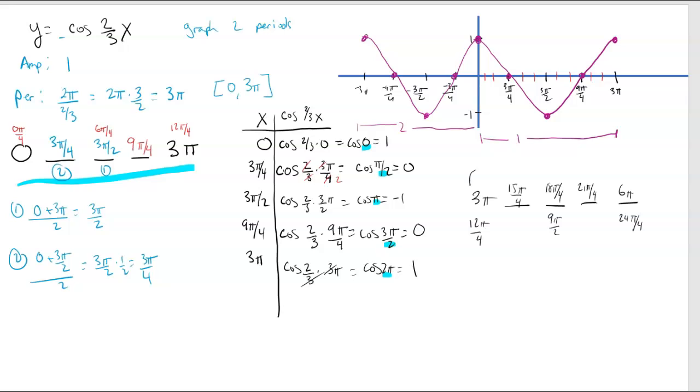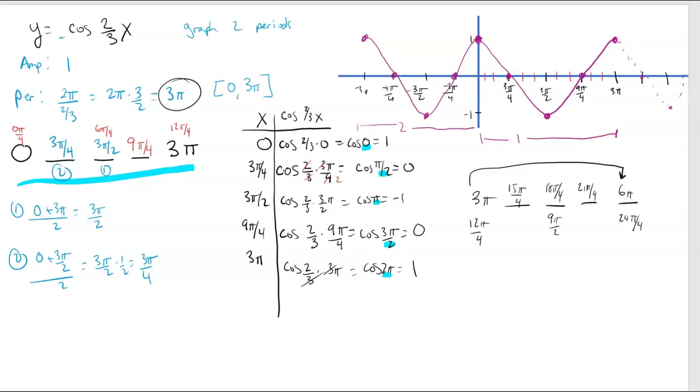But again, notice from here all the way to here is the period of 3 pi. 3 pi plus 3 pi gives you 6 pi. Again, that's your period. So you would make some tick marks along the way, and then again, you can continue down, down, and then up. Again, your graph continues forever and ever.